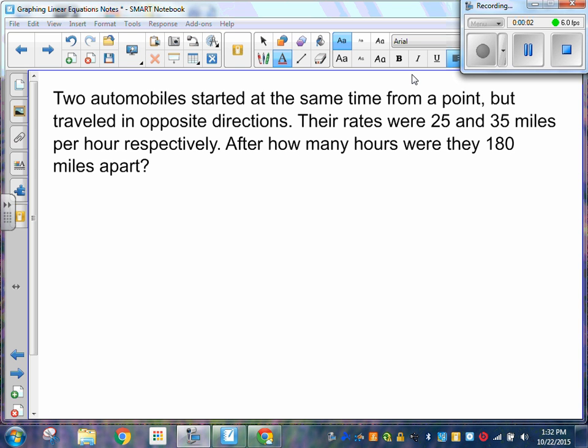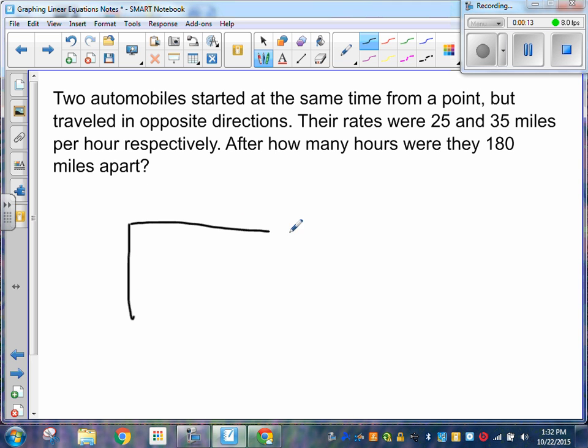Hey guys, it's Mr. Elting here, trying to help you out figuring out these uniform motion problems. Let's just start this one off. You know how to make our chart. We'll go ahead and do that, assuming you know what to do.